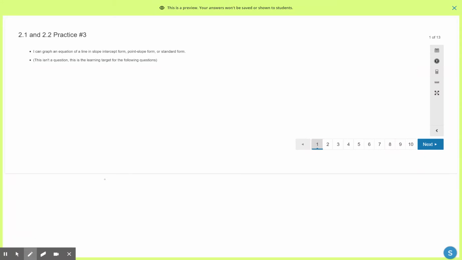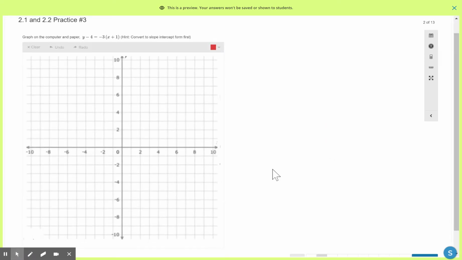For the next few problems, it says I can graph an equation of a line in slope-intercept form, point-slope form, or standard form. We have not covered standard form yet, so it will be point-slope or slope-intercept form. So this is already in point-slope. We want to convert it.